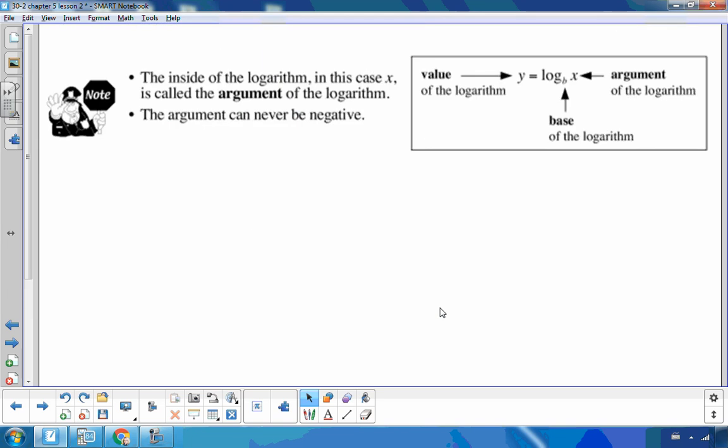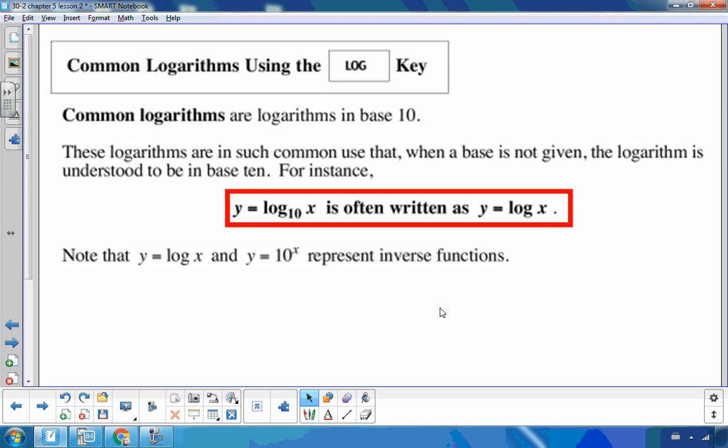So in terms of a logarithm, let's just review the different parts here. When we have y equals log base b of x, that's how you say it, y equals log base b of x. b is the base, and the base is the same for a log and the exponent. y is the value or the answer, and x, what we're taking the log of, is called the argument. And the argument can never be negative, which is why we have a domain x greater than 0.